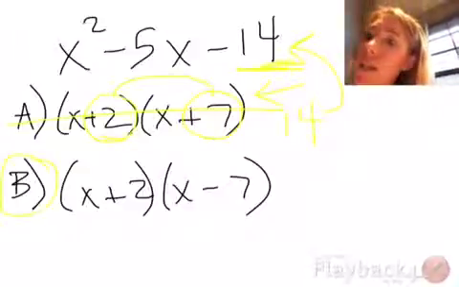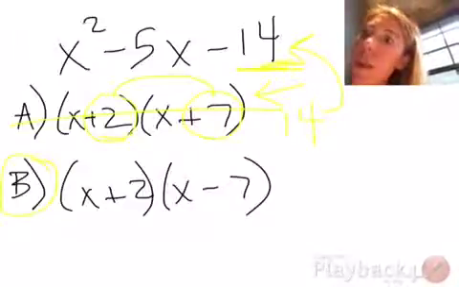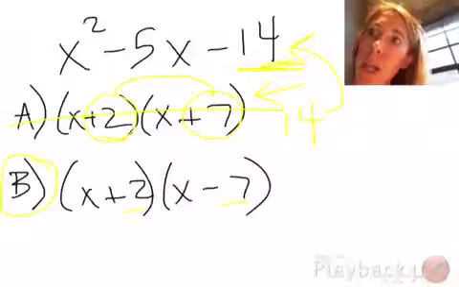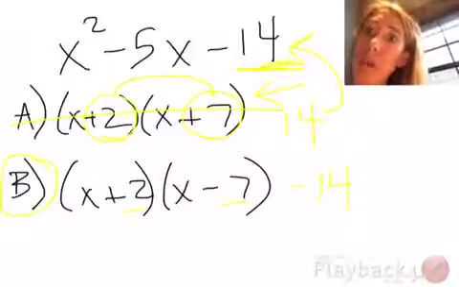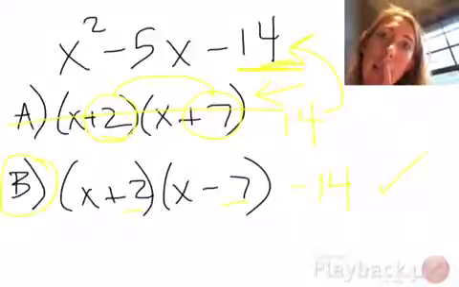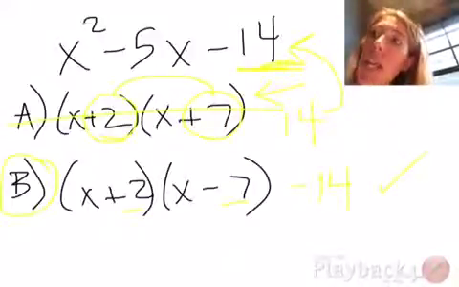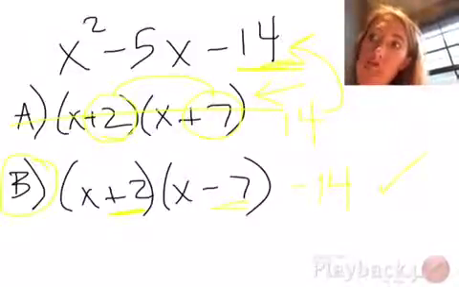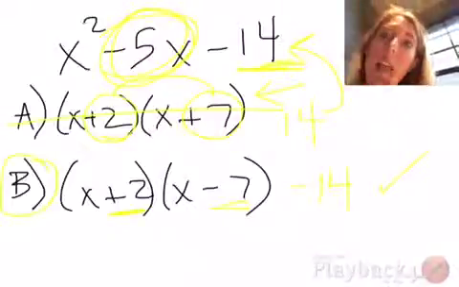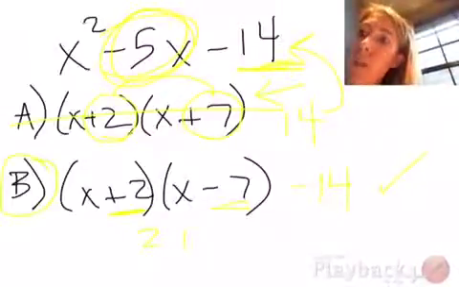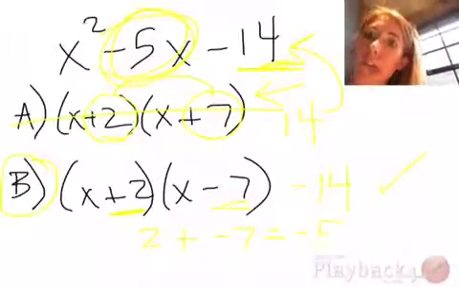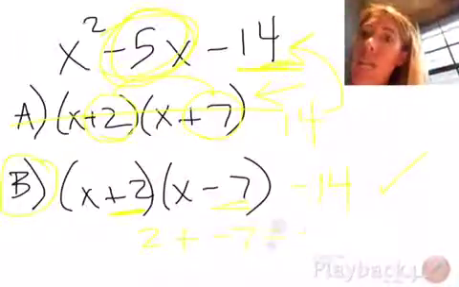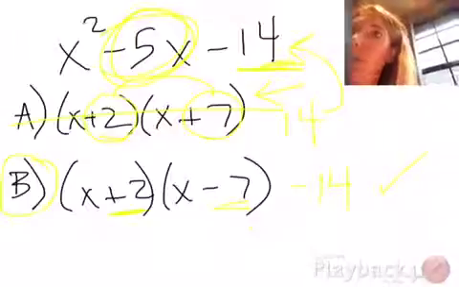If I go to answer choice B, will I get a positive 14? Well, I have a positive 2 and a negative 7. So that will give me negative 14. So I'm like, oh, okay, this one might be it. Now what I need to check is if I add a positive 2 to a negative 7, will that give me this coefficient of negative 5? And is 2 plus a negative 7 equal to negative 5? Yes, it is. So that's kind of my shortcut in my brain that I do. So I know answer choice B is going to work.